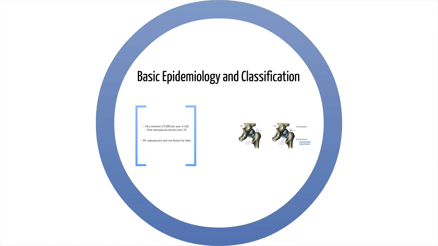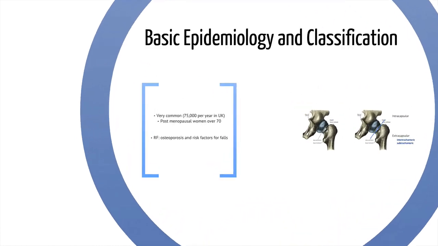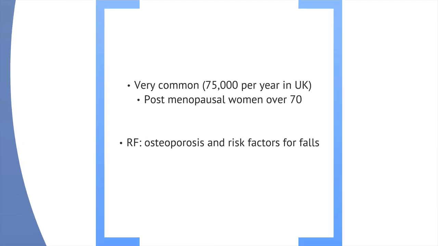Let's first talk about the basic epidemiology, anatomy and classification. So the first thing to say is that hip fractures are very common, with roughly 75,000 occurring per year in the UK. This means that as a junior doctor, either working in orthopaedics or in the accident and emergency department, you're going to see a lot of these patients. So it's important to know about hip fractures and what you do. The most common age group that you'll see this in is the elderly, particularly postmenopausal women. Risk factors for hip fractures include osteoporosis, and risk factors that are associated with any type of falls.